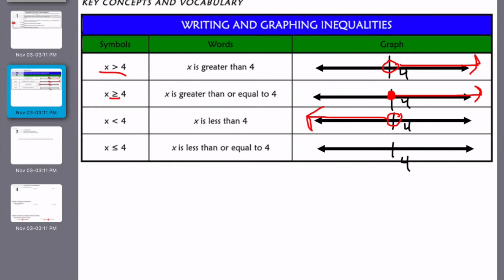And then finally, x is less than or equal to 4. I need to have a closed dot because it includes 4 in there, and then I make it go to the left.